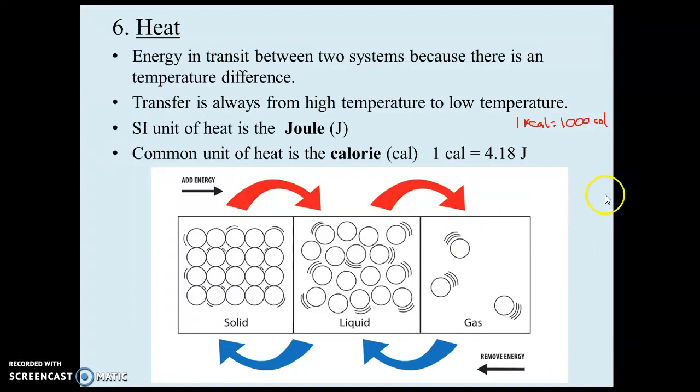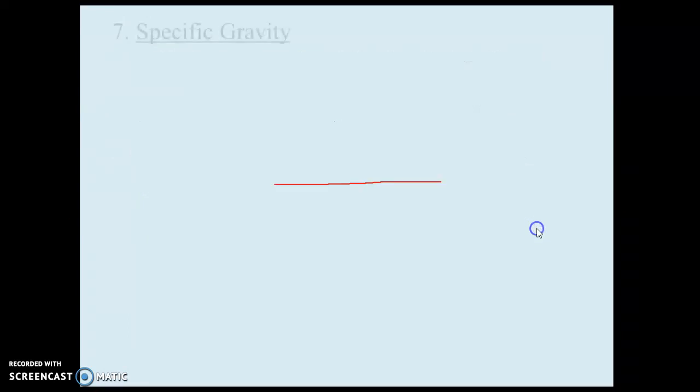Okay, so that's heat energy. We'll get to a whole chapter on heat, but just as long as you're aware that when we see a joule or a calorie, we're talking about heat energy.